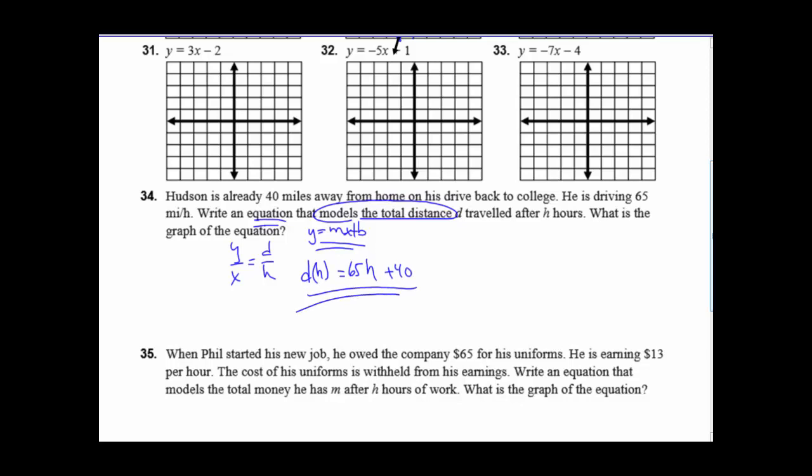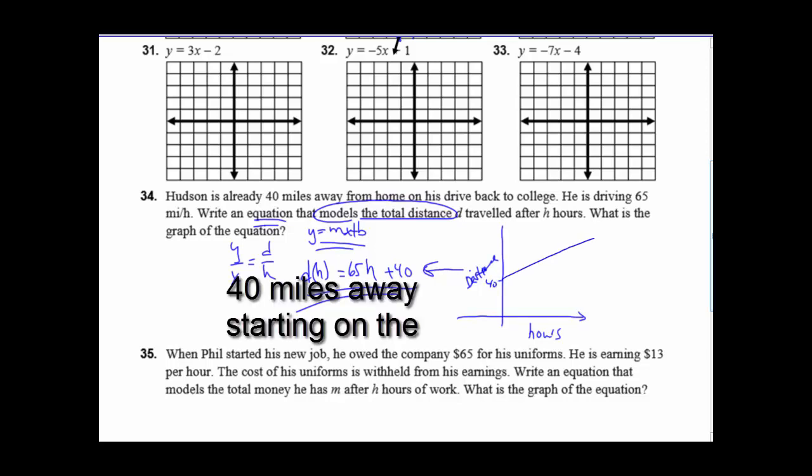Okay. So what is the actual graph of the equation? Well, if we have this equation, which is a linear function, y equals mx plus b, then we know the graph has hours here and distance here, and we have a straight line. Quickly doing this, we know that our y-intercept is 40, so we start at 40 miles. There is a constant slope that's going up at 65 miles per hour.